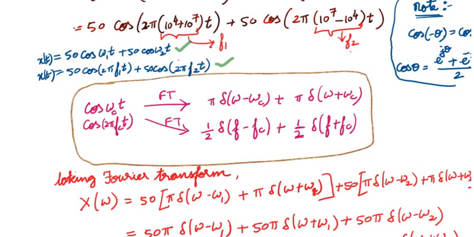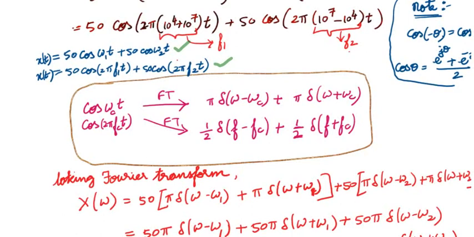Now we have x of t equal to 50 cos omega 1 t plus 50 cos omega 2 t, right? So what is cos omega c t? It is pi delta of omega minus omega c, plus pi delta of omega plus omega c. In place of that we are putting 50 here, so cos omega 1 t can be written as pi delta of omega minus omega 1 plus pi delta of omega plus omega 1.